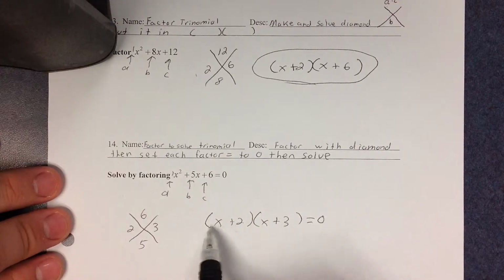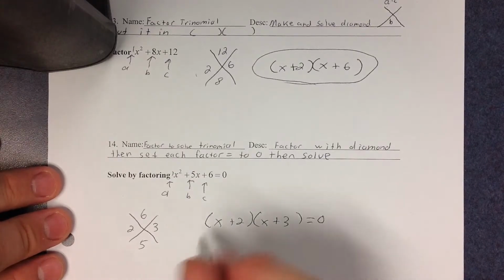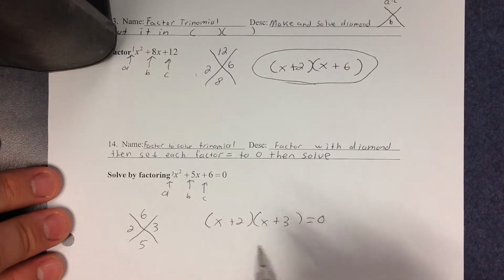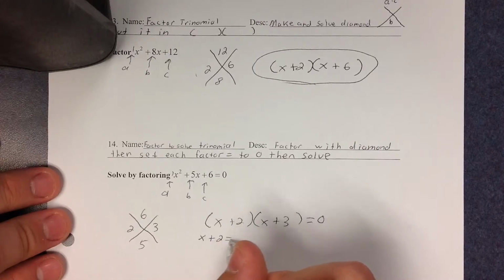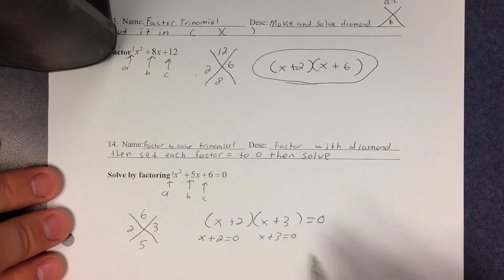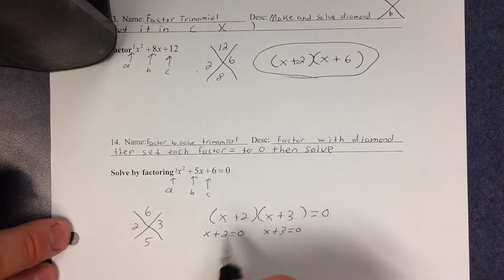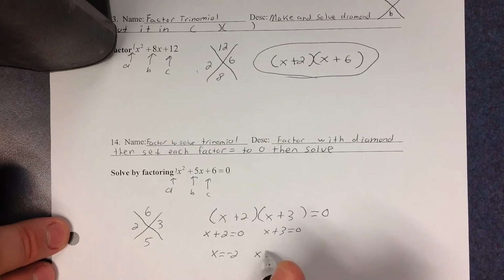If you think about it, I'm taking this term times this term and it equals 0. So if I know what would make this parenthesis 0 or what would make that parenthesis 0, that would be my answer. You take what's inside the first parentheses, x plus 2, set it equal to 0, and take what's in the second parentheses, x plus 3, and set it equal to 0. These are pretty simple equations to solve. A lot of the time, as long as there's not a number in front of x, it's just going to be the opposite. So x would equal -2 and x would equal -3.